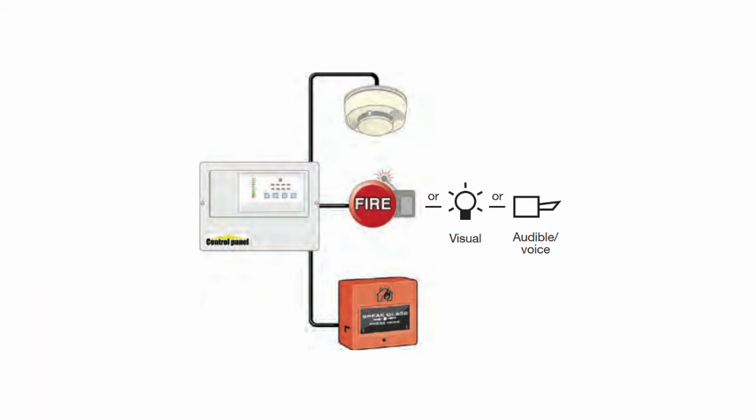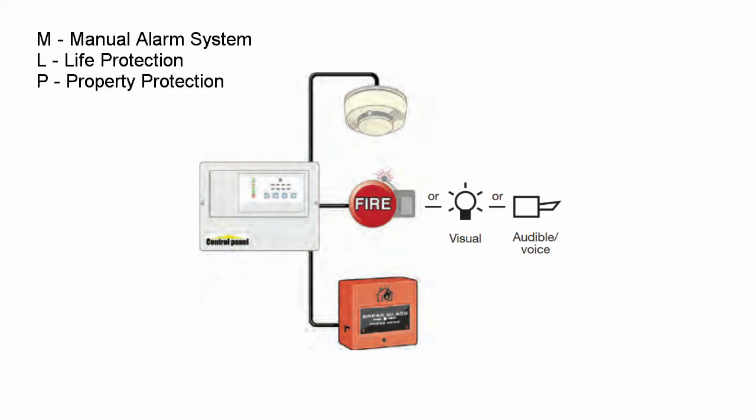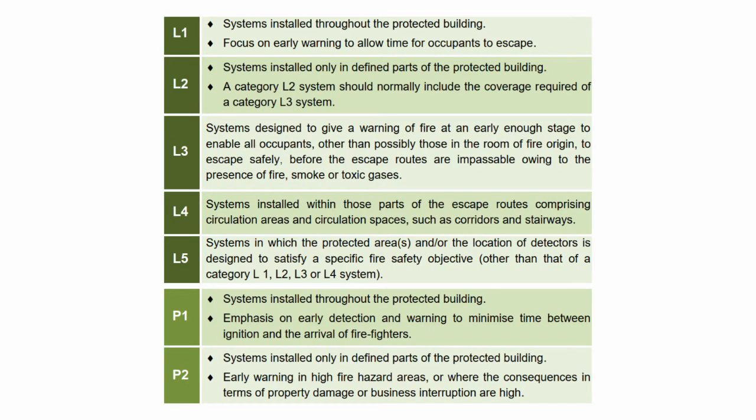British Standards specifies three categories of system: M for manual alarm system, L for life protection, and P for property protection. The emphasis of a Category L system is to ensure people are quickly and safely evacuated. This is a people out approach. Category P systems require an effective interface with fire extinguishing systems, as property protection is based on a fire out approach. Category L and P systems are subdivided further as shown.